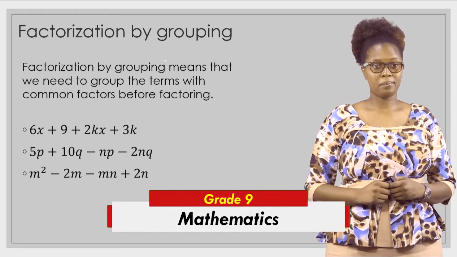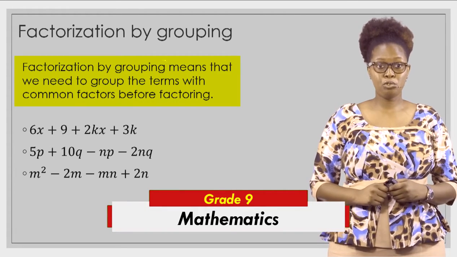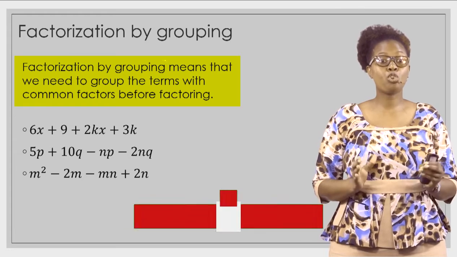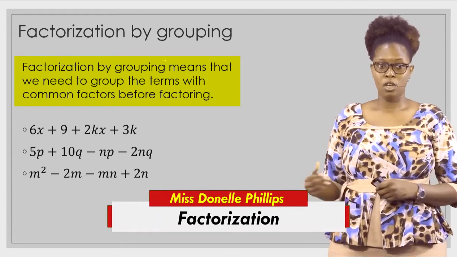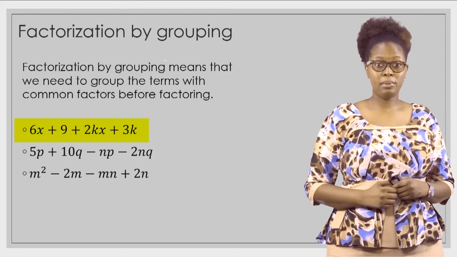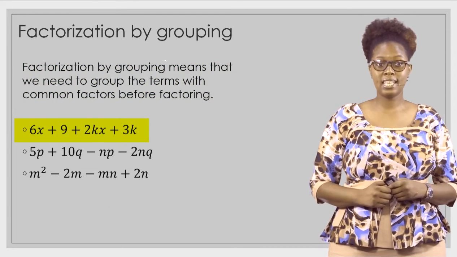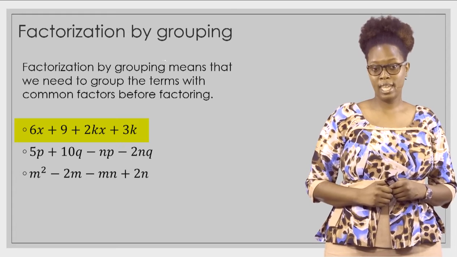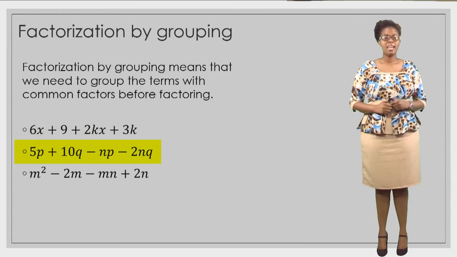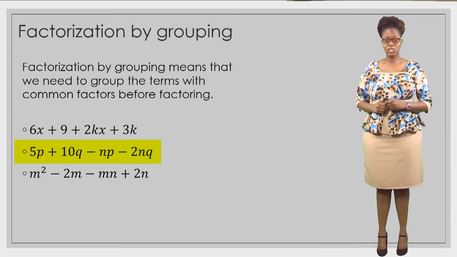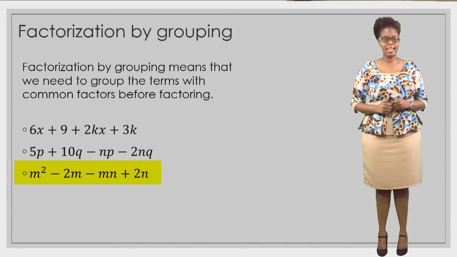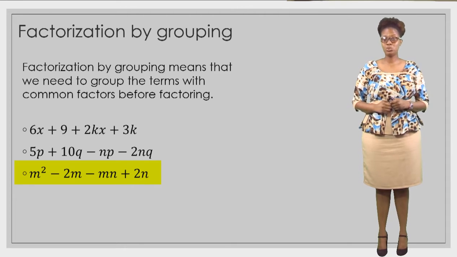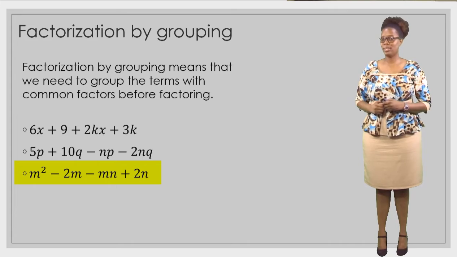Factorization by grouping. Now factorization by grouping means that we need to group terms with common factors before factoring. We have 3 examples again that we're going to be exploring. The first, 6x plus 9 plus 2kx plus 3k, 5p plus 10q minus np minus 2nq, and m squared minus 2m minus 2n plus 2n.